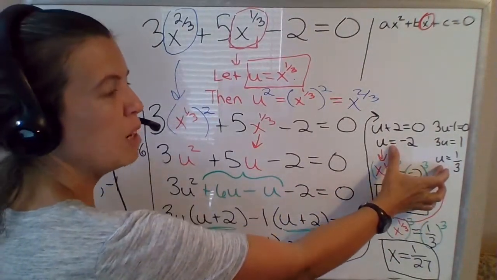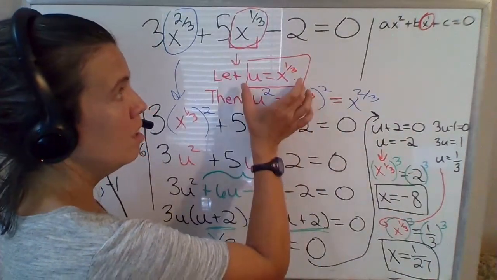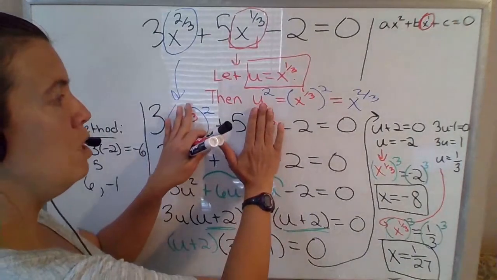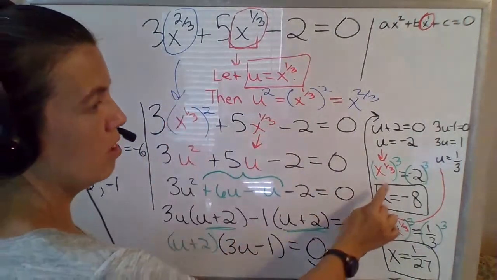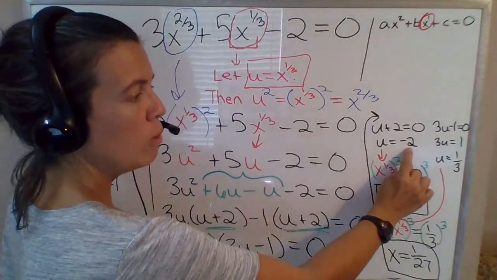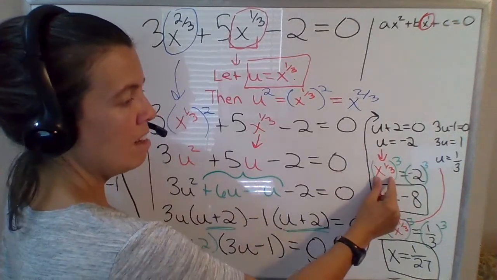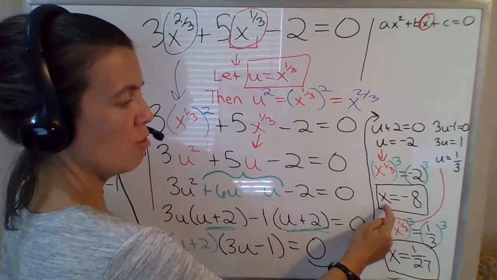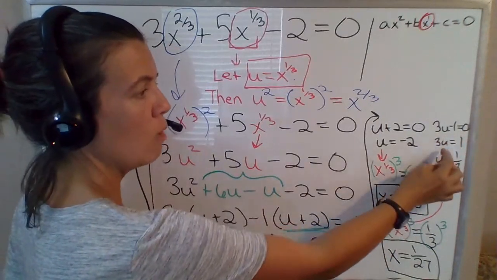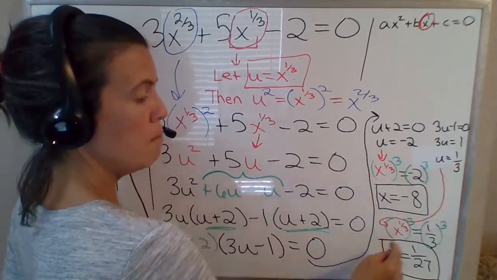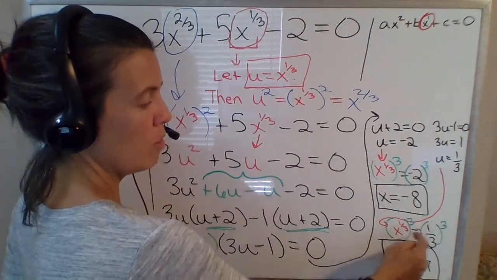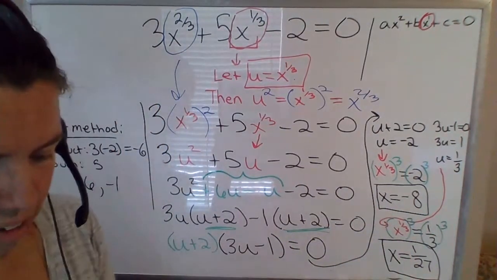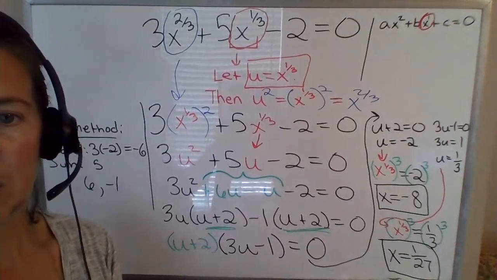But now you have to bring back, okay, well, wait a minute. U was just a stand-in for x to the 1/3. This whole time u was covering up x to the 1/3. So that means when I write u equals negative 2, what I mean is x to the 1/3 equals negative 2. And I have to cube both sides to solve for x. And same deal here. When I write u equals 1/3, what I mean is x to the 1/3 equals 1/3, so I need to cube both sides. And that's overall the process there with this fairly complicated equation.